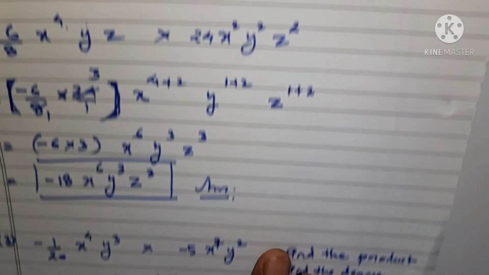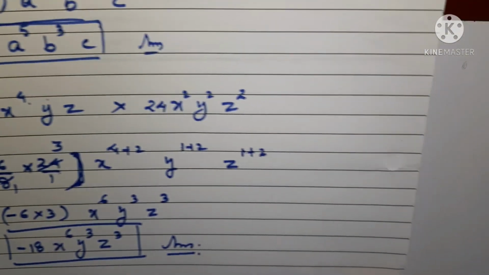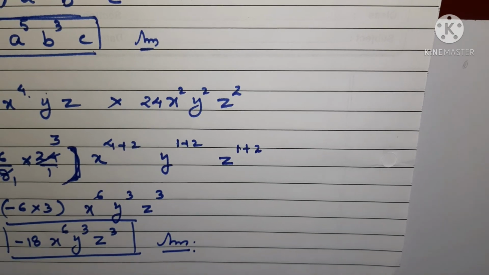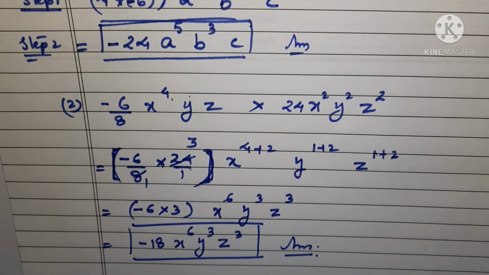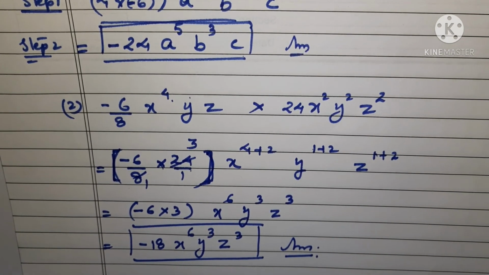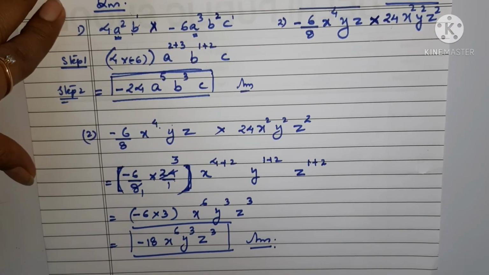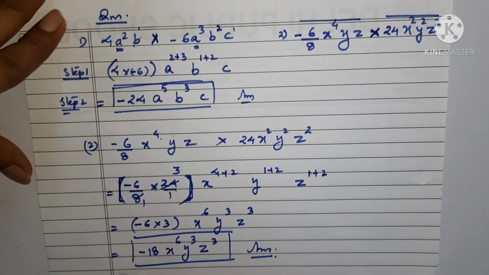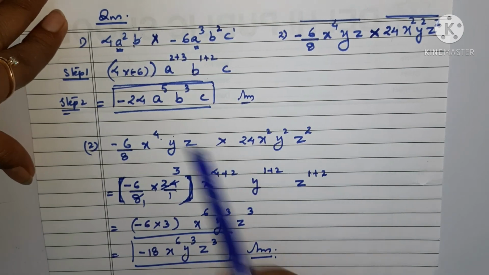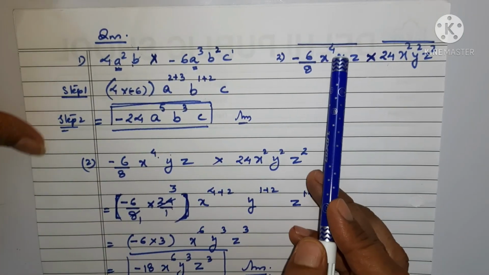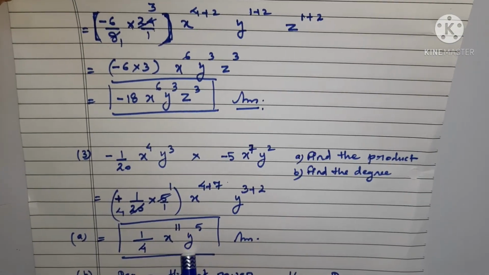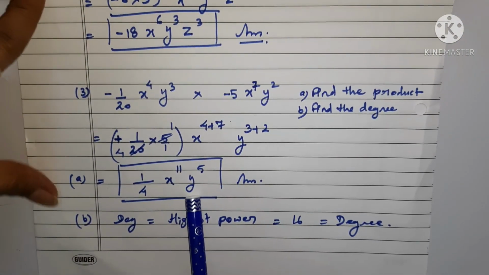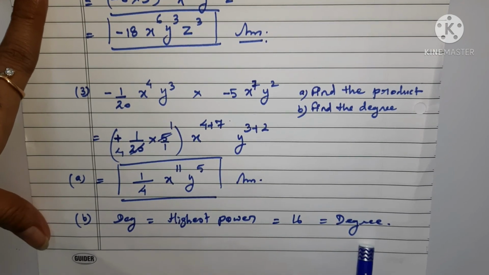I hope you have understood. So what we have done today, we have done the multiplication of monomial by monomial, and in the next session we'll come up with the multiplication of monomial with a polynomial, or you can say any algebraic expression. We have done these 3 questions. First one was this one, second one was this question, and the third one was this question in which we were to find the product as well as the degree.